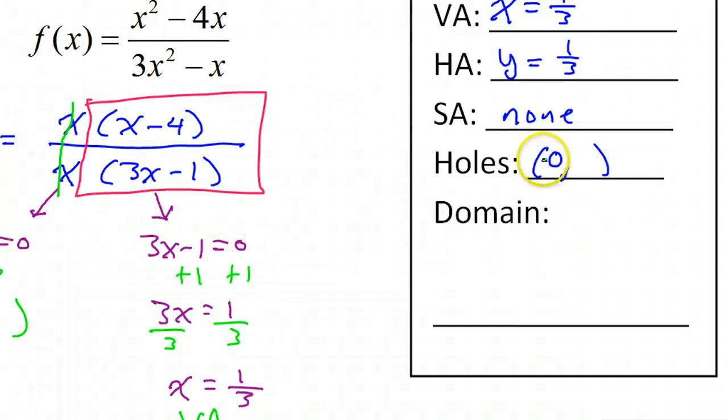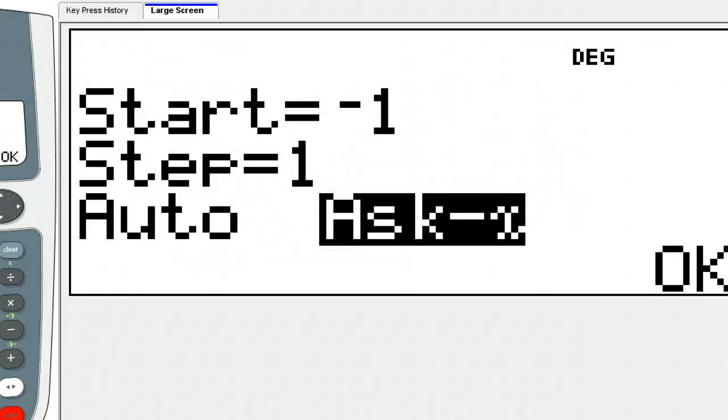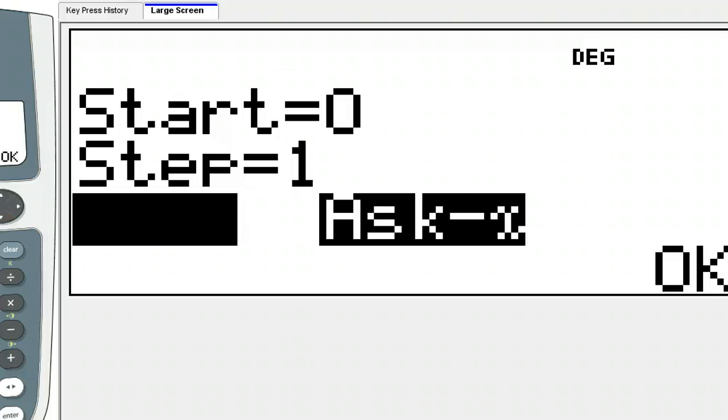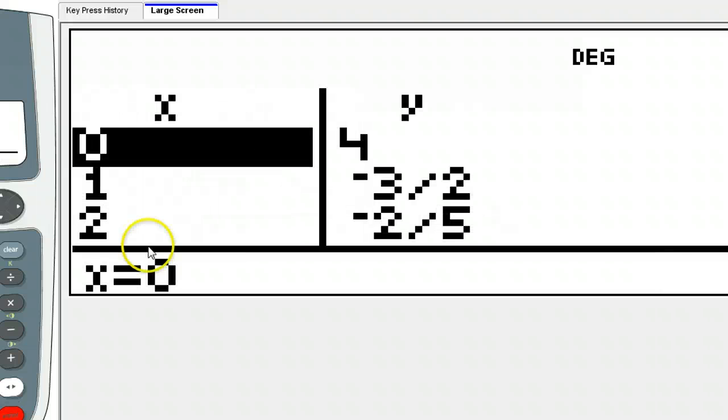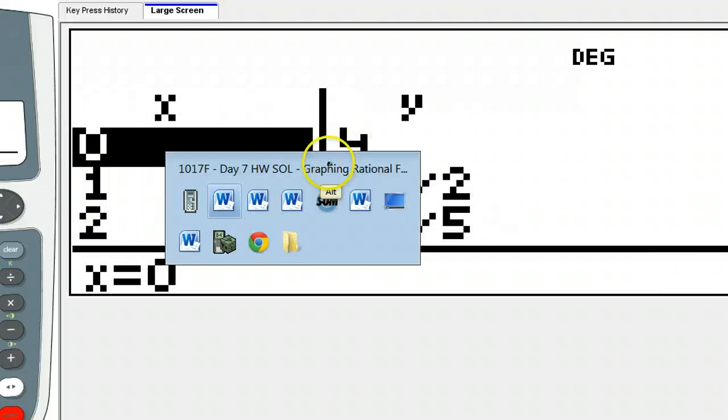Yeah, it's 0 comma something, so let's go ahead and look at 0. I think I'll just leave it on auto for now. So 0 comma 4 is my hole.